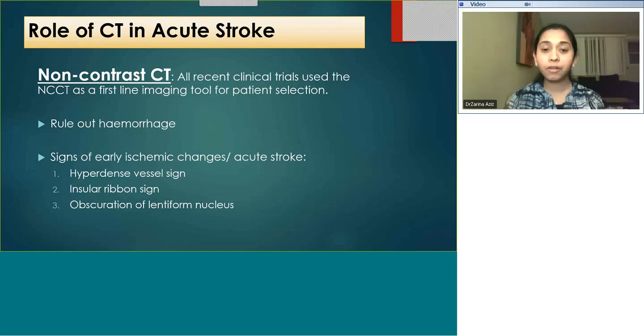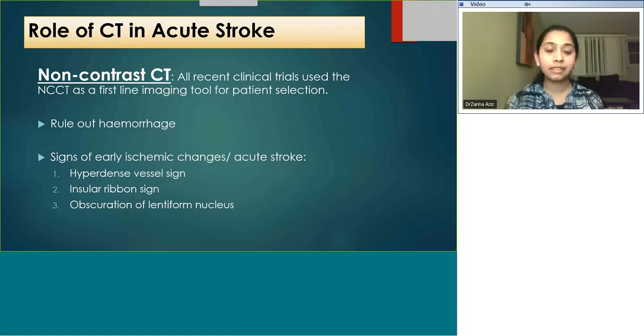And to be noted is that all these recent trials, the 5 recent trials which I spoke about, used non-contrast CT as a first line of imaging for patient selection. So it is beyond doubt that a patient with acute stroke has to be imaged with non-contrast CT. Why? First, to rule out hemorrhage, because patients with acute stroke will have almost similar presentation when it is ischemic or hemorrhagic. So it is difficult sometimes to clinically point out. Very important to rule out hemorrhage and to look for signs of early ischemic changes or signs of acute stroke.